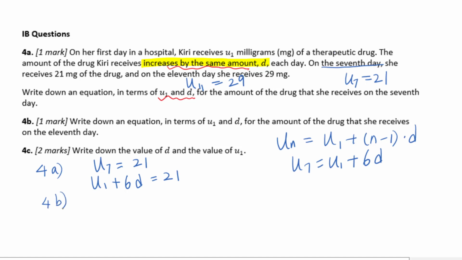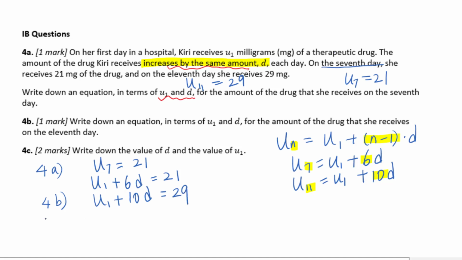For B, write down an equation in terms of u1 and d for the amount of the drug that she receives on the 11th day. u11 equals u1 plus 10d. Because you see this is an, this is n minus 1. Therefore, for u7 here is a 6, for 11 this is a 10. So we get u1 plus 10d equals 29.